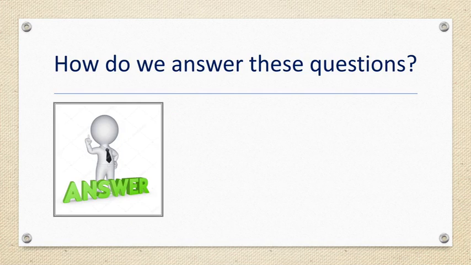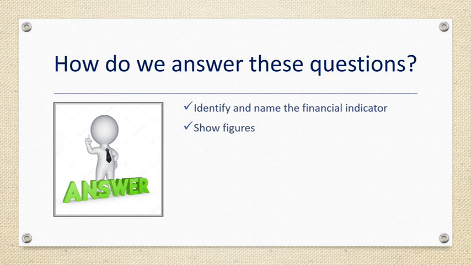How do we answer these questions? I understand that you don't like these questions, but how do we answer these? The first thing, you identify and you name the financial indicator. They ask you a question, and you must know your indicators. When is it on liquidity? When is it on solvency? You name the financial indicator. You show figures, always. Even if they don't ask for figures, you show them, always.